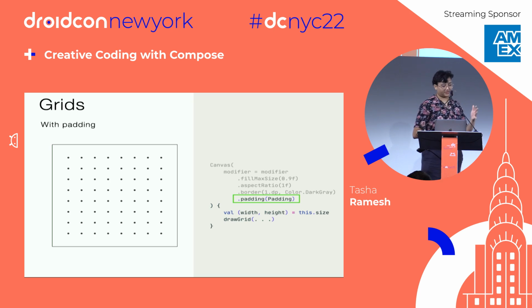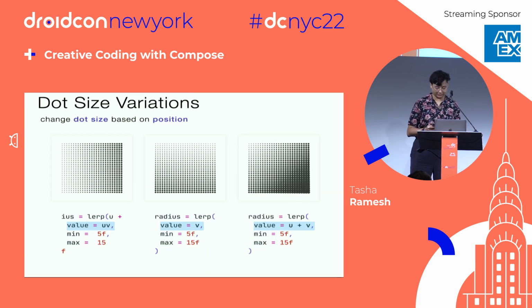And now we can start doing something more. We can start adding some padding around the edges so that we don't have dots sticking to the edge. And this is kind of trivial. You can tack on a padding modifier to your canvas or your viewport, whatever you're using.